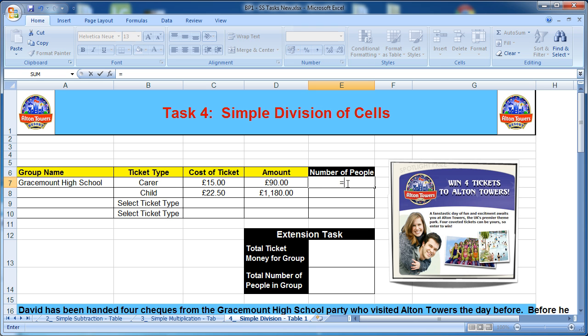So we put an equal sign. We want to do 90 divided by 15. 90 is in cell D7, so we type in D7 there. Now the divide is a little interesting: it's a /, which is just beside the shift on the right-hand side of the keyboard. So I'll use a / for divide, and then we divide that by C7, which is this one here. We press enter, and it will tell us how many carers went with that group.